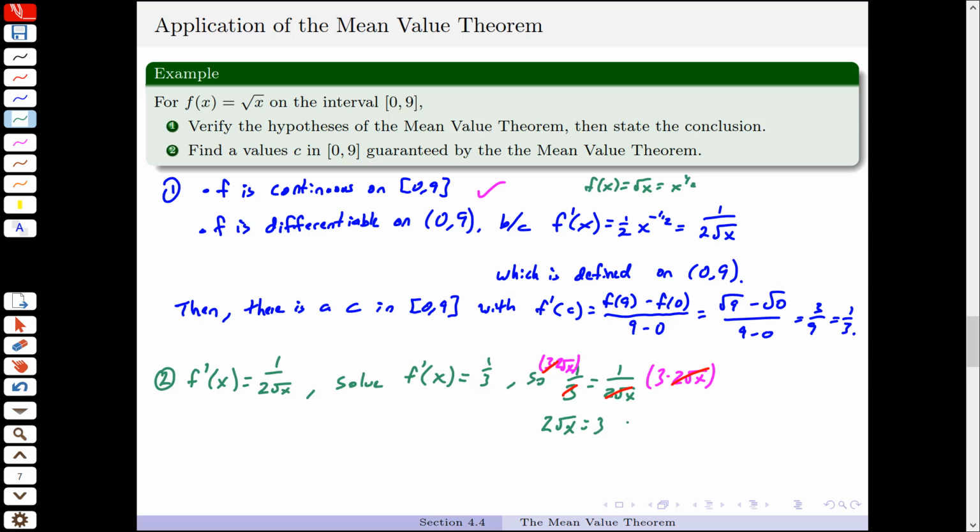So root x equals 3/2. And then if I square both sides, x equals 9/4. So c equals 9/4 is the value we are looking for.